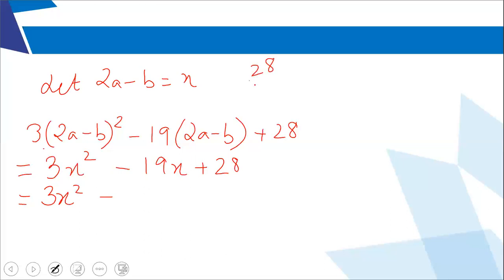Ma'am, on addition, we should get 19x, and on multiplication, we should get 84x. 84. Yes, ma'am, 84x. So how did you split? 12 and 7. Signs also. And minus 12x minus 7x.